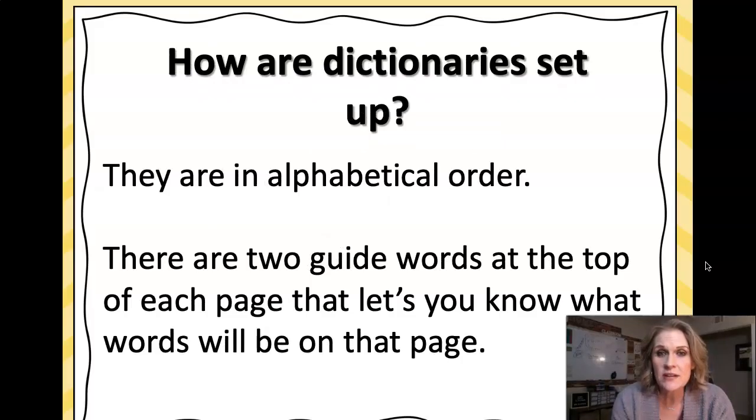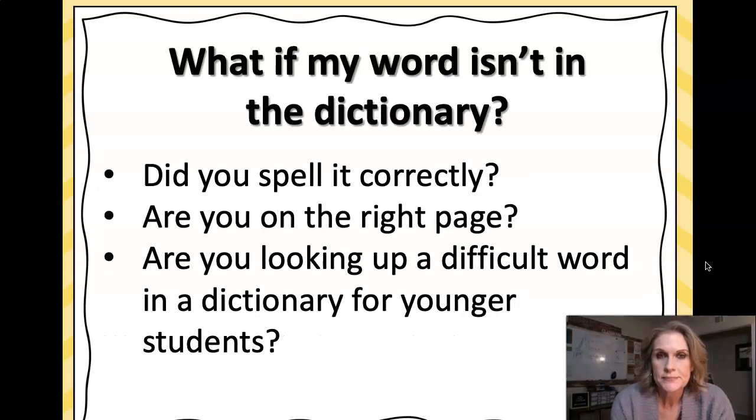How are dictionaries set up? They are in alphabetical order. And there are 2 guide words at the top of each page that lets you know what words will be on that page. What if my word isn't in the dictionary? Then you need to check, did you spell your word correctly? Are you on the right page? Are you looking up a difficult word in a dictionary that's intended for younger students? That can sometimes be an issue.